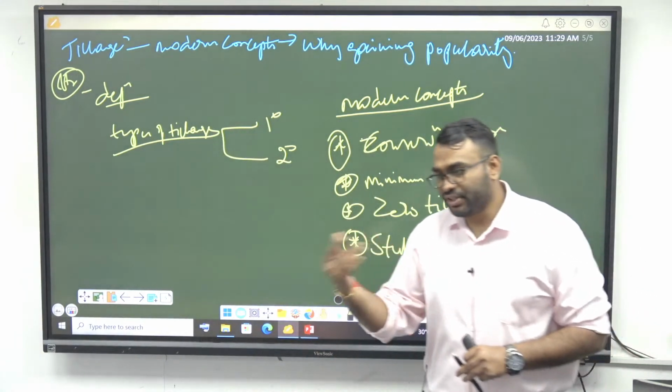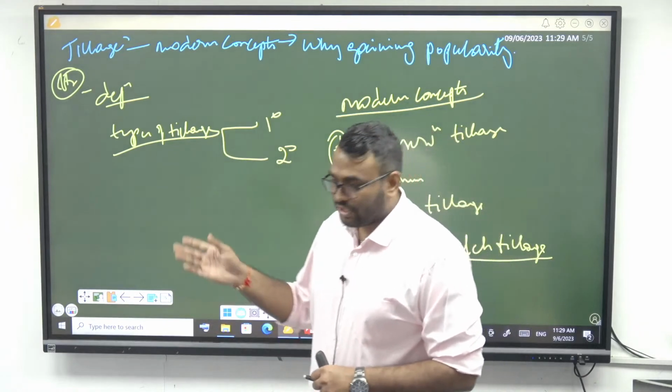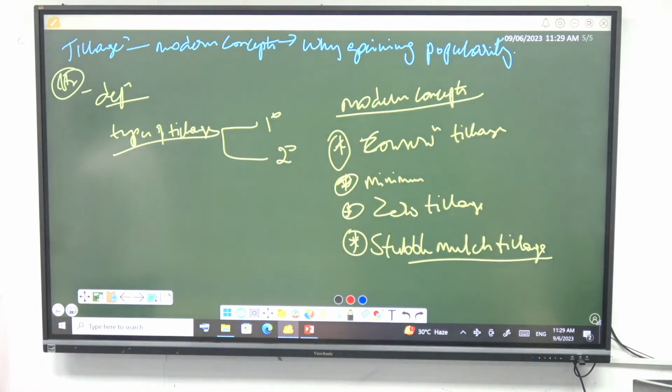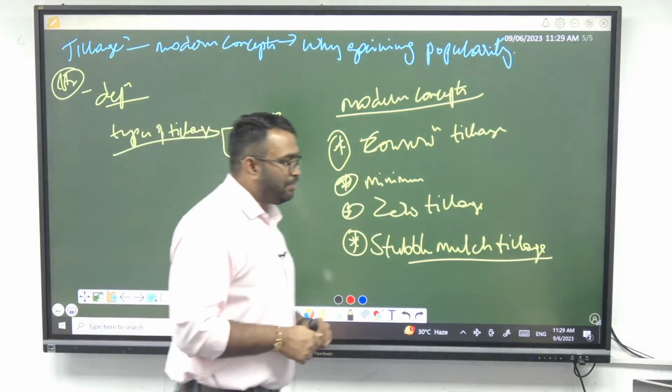So what is the advantage? You are removing this old stubble and you are incorporating that as mulching, correct? That is called stubble mulch tillage. So these are the modern concepts; just explain them in brief, and then you can go for why it is gaining popularity. Any guess why it is gaining popularity?